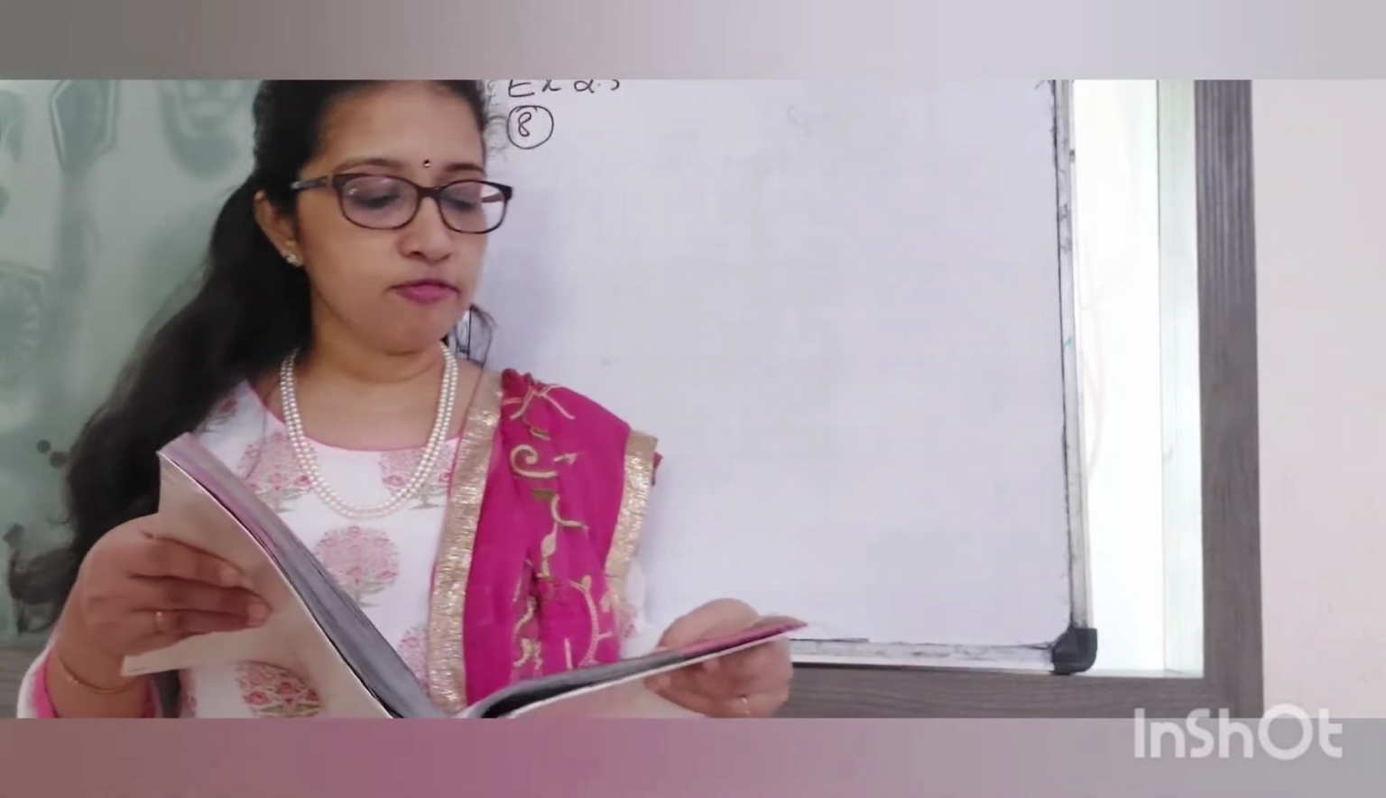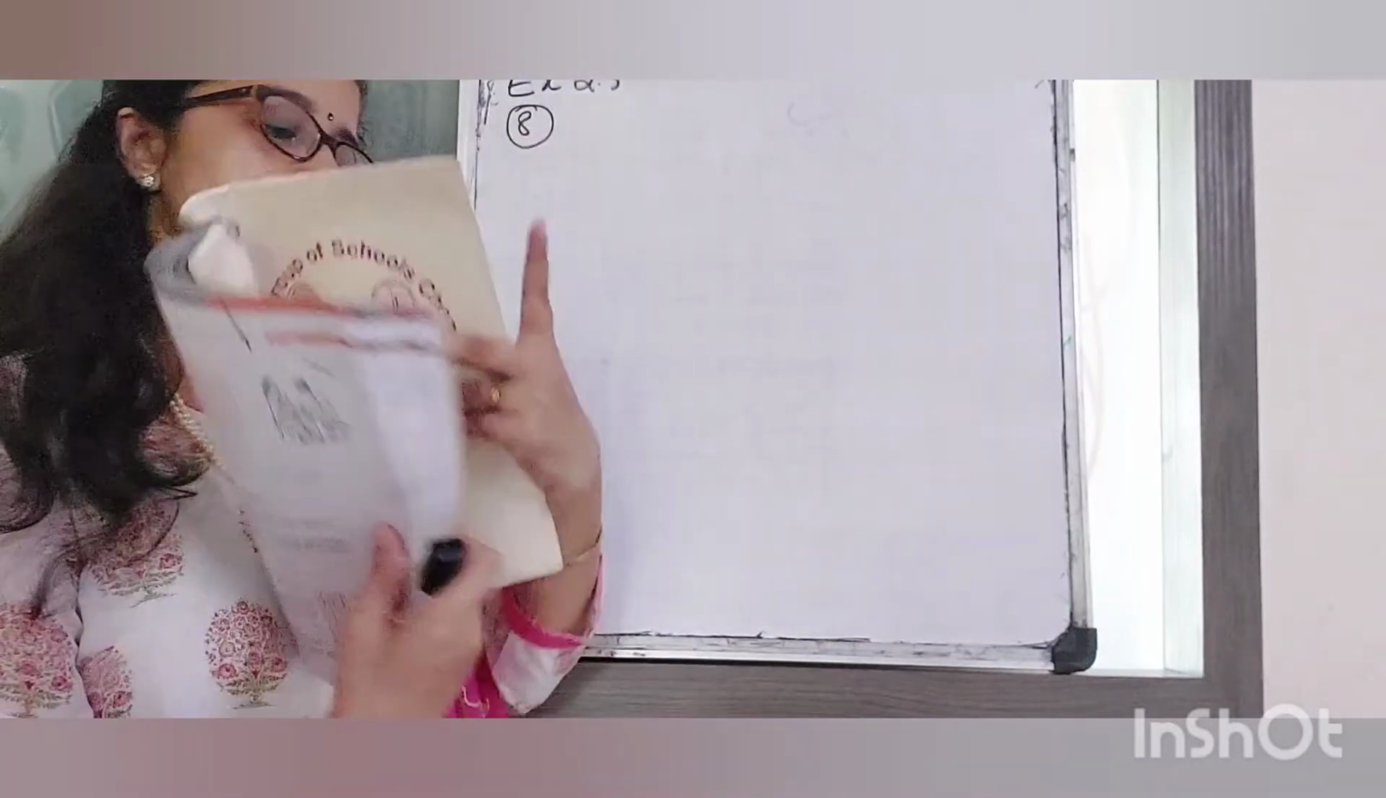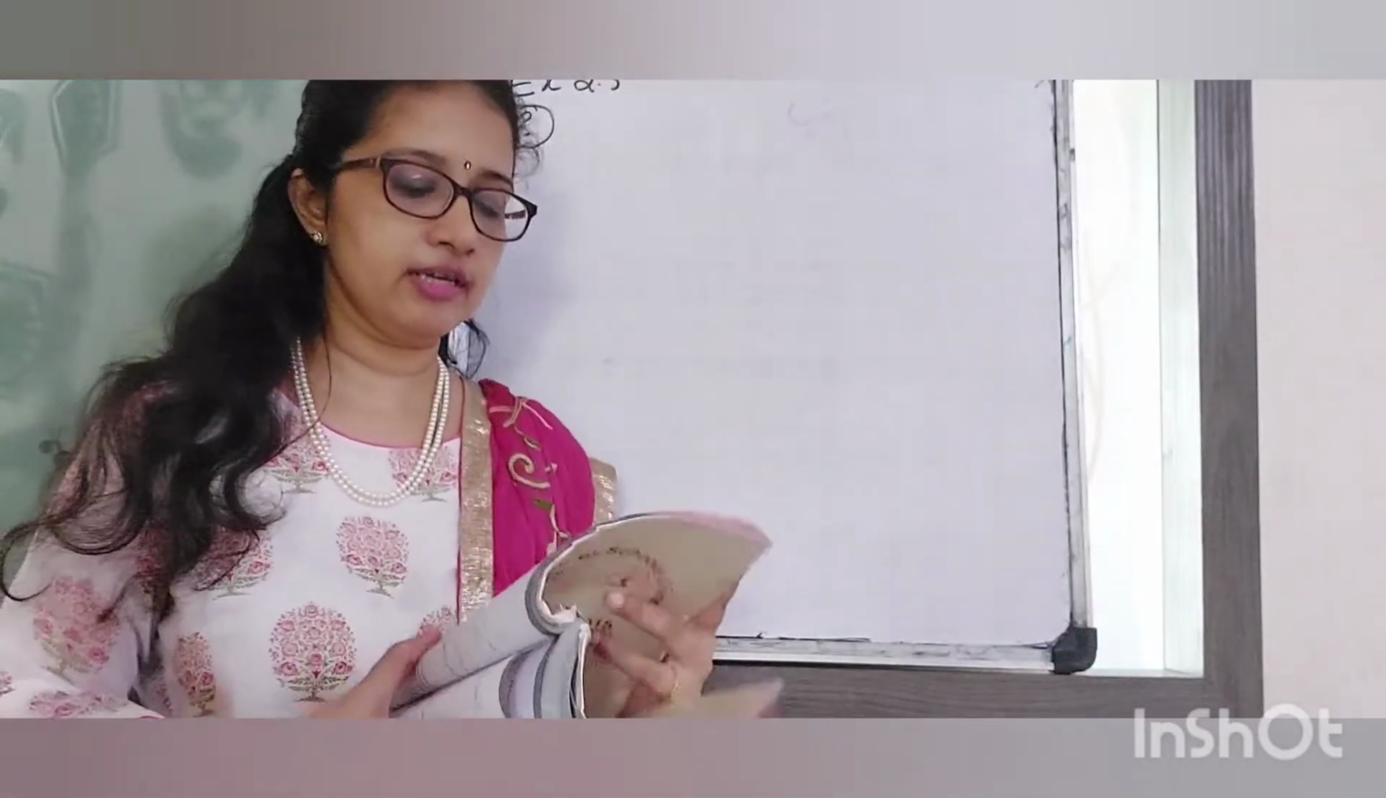Shyama bought 5 kg 300 grams apples and 3 kg 250 grams mangoes. Sarala bought 4 kg 800 grams oranges and 4 kg 150 grams bananas. Who bought more fruits? Okay, so this is also a very easy problem. So first what we have to do, we have to see what is the data given here.